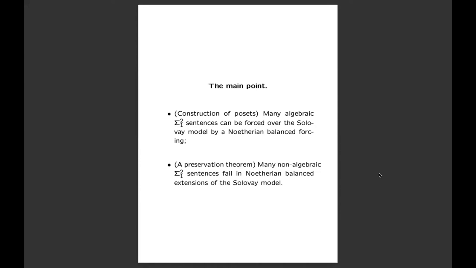This main point is kind of like in proper forcing. You're learning how to construct partial orders which add a sigma 2-1 sentence, and typically these are just countable approximations of some type, though it can be difficult. Then you prove a preservation theorem, which will say that there is no non-principal ultrafilter in any noetherian balanced extension of the Solovay model. There is no single preservation theorem in this case; I just keep proving more and more of them.